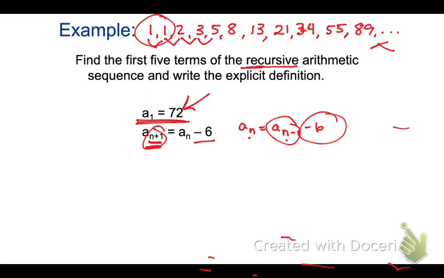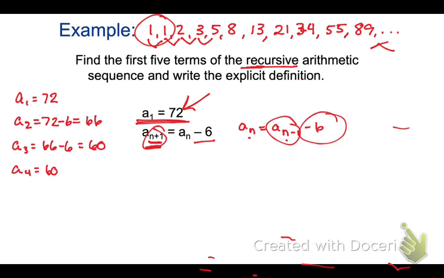Make sense? So a sub 1 is 72. So a sub 2 is 72 minus 6. So 68? No. 66. Can't subtract. A sub 3 is 66 minus 6. A sub 4 is 60 minus 6. A sub 5 is 54 minus 6. Now, I know we're pushing it here, so it's 48, yes?